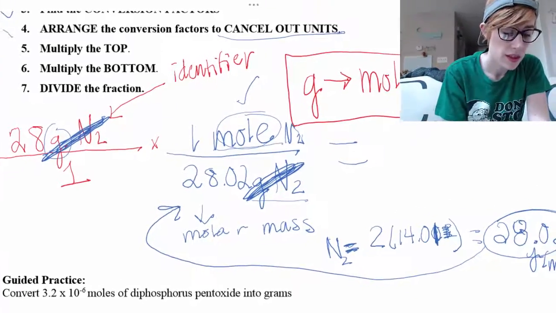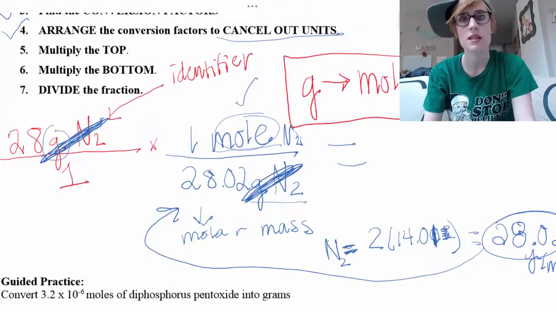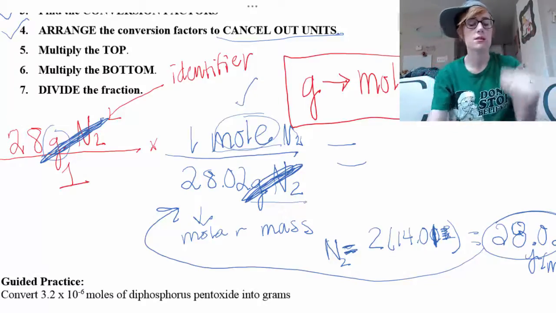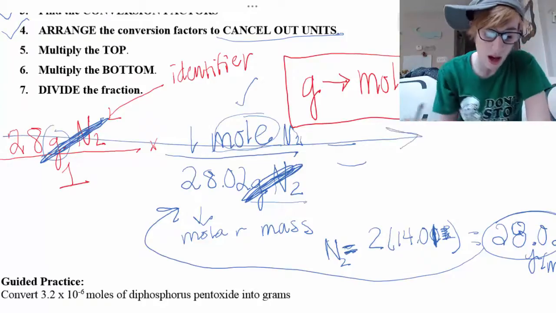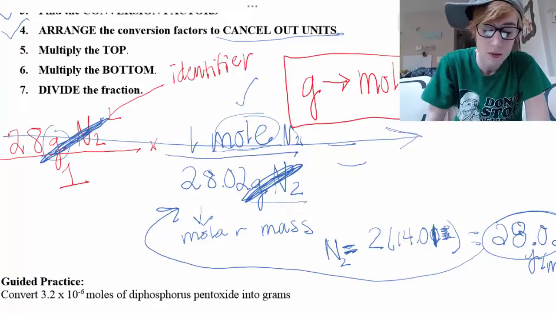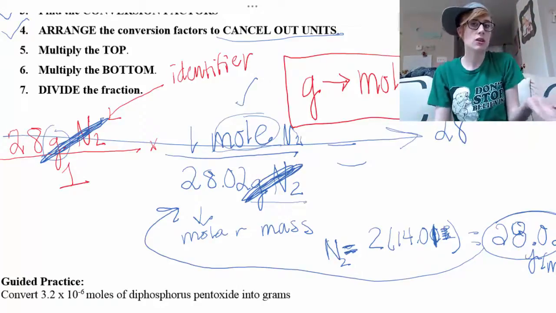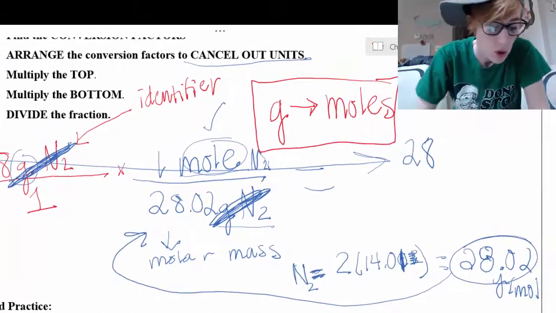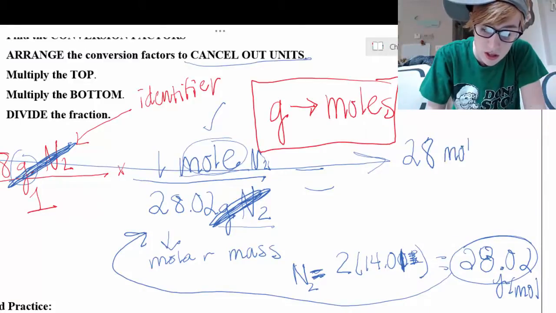Well, that leads us to step 5. Step 5 asks us to multiply the top. Step 6 asks us to multiply the bottom, and then step 7 is to divide the fraction. So first, let's multiply everything on top. That's 28 times 1, which is just 28. Now, it's not 28 nothing. What's our unit and what's our identifier? Well, grams of N2 have been canceled out, so the only thing we're left with is moles of N2.